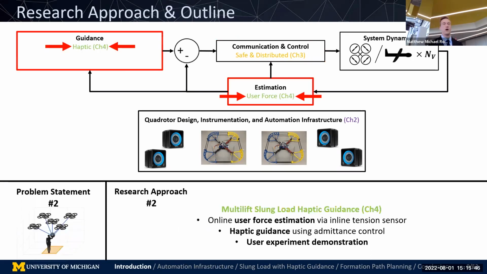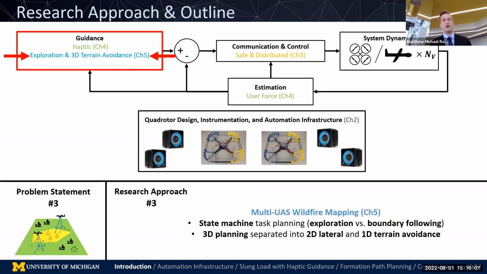In chapter 4, it's on the multi-vehicle slung load haptic guidance. And the approach is to use online user force estimation via inline tension sensors and combine this with haptic guidance with admittance control. And additionally, do all this with a real user experiment to show that it will actually work in practice.